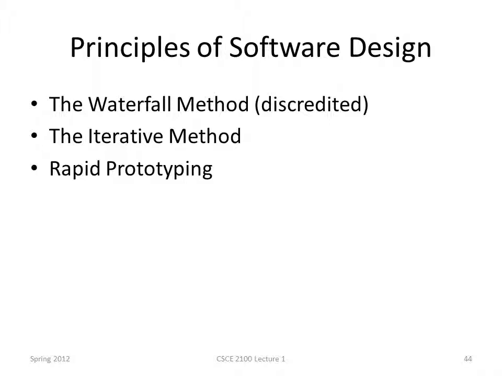Alright, now let me touch briefly on principles of software design. How are people designing software using these abstractions? There's the waterfall method, the iterative method, and rapid prototyping. Waterfall method is largely discredited. Old books continue to use it, but in practice it just doesn't work because people aren't as logical as the waterfall method assumes.